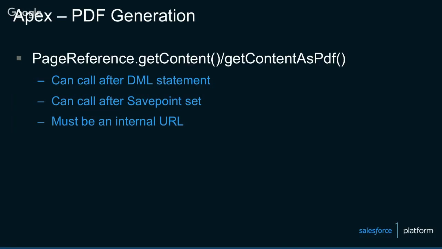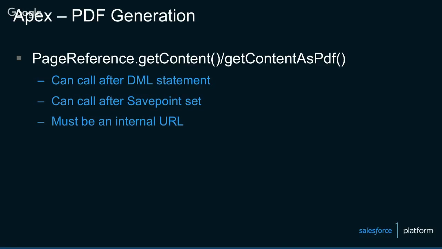And the way that you can do that in Salesforce is through the PageReference getContent or getContentAsPDF, and you pass in a Visualforce page, or you can pass in other things. But in this case, you pass in a Visualforce page, a local URL of Salesforce, and you get back the content as a PDF. And there have been limitations on what you can do with that in the past, when you can call it without getting errors.